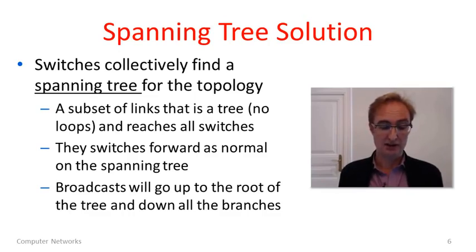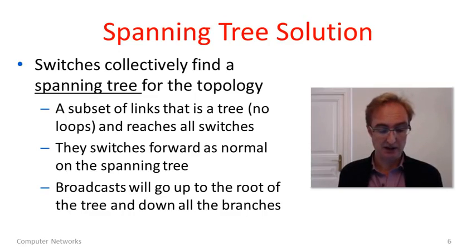A spanning tree is simply a subset of links of the topology, which is a tree, so it has a root and branches out from the root, but it has no loops in that topology. The subset of links in this topology is a spanning tree if it's a tree and it spans the topology. It reaches all switches, so it will allow us to deliver frames to all hosts on the network.